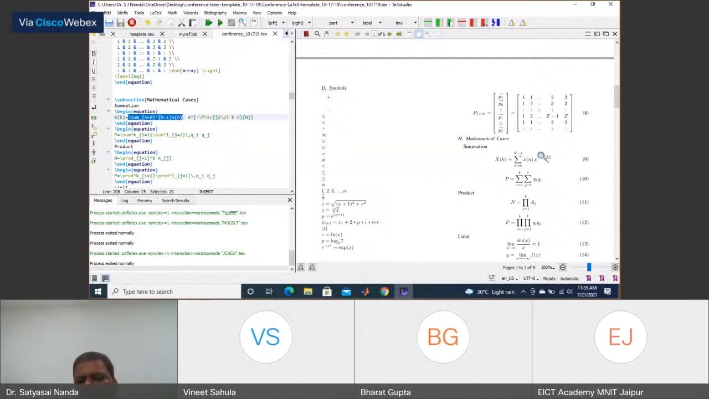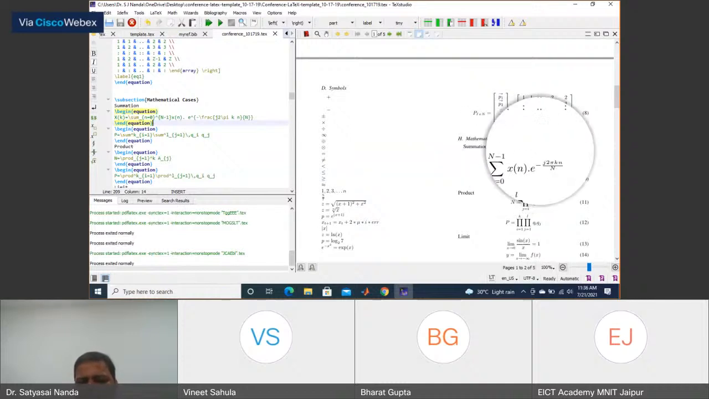Then you can observe I have written e to the power minus and within that there is a fraction, with j 2 pi k n on the numerator part and capital N on the denominator part. So for writing this one, I have written e cap, then inside that minus, then I have used a fraction. The numerator part is j 2 pi kn, and the denominator part is capital N. So after the bracket it is written capital N. So this is how you can write the famous discrete Fourier transform expression.